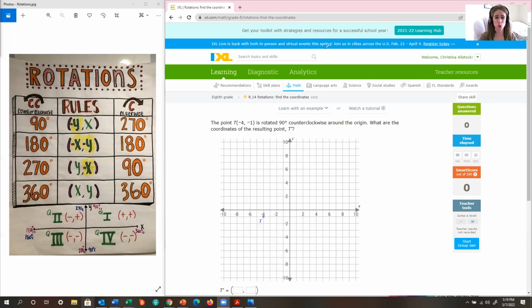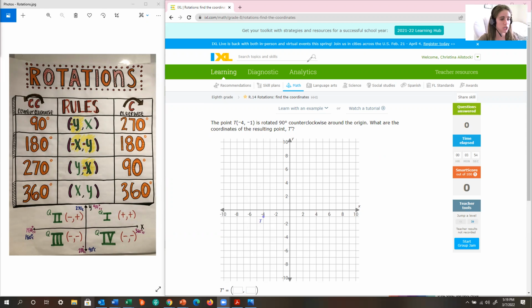That much I can do. However, when it comes to knowing exactly where that point's going to lie, I have to rely on those rotation rules, which is this picture of a poster I have to the left. Great opportunity for you to either write these down in your notebook, to duplicate this chart, or to snap a picture, take a screenshot. Okay, let's get started.